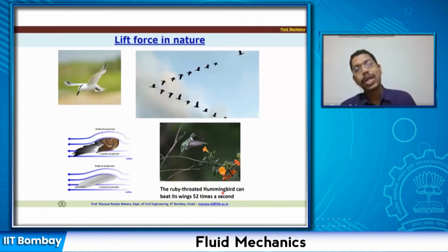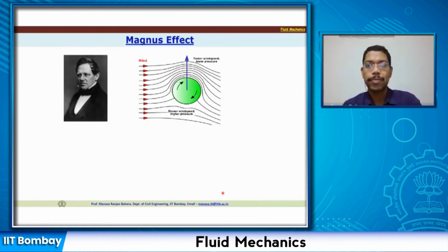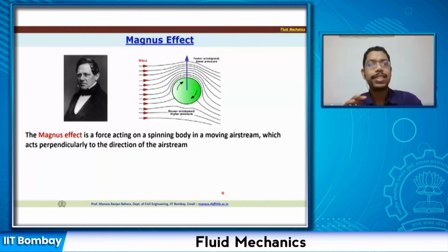All right, now let us look at one more effect that has been given to us by Magnus. Okay, and we call that the Magnus effect. So the Magnus effect is a force acting on a spinning body in a moving airstream or moving fluid which acts perpendicularly to the direction of airstream. Okay, so here fluid is considered as air, so we are writing airstream, but it could be in any fluid.